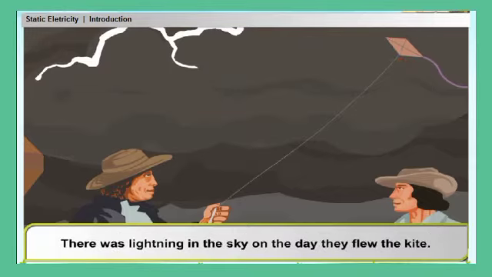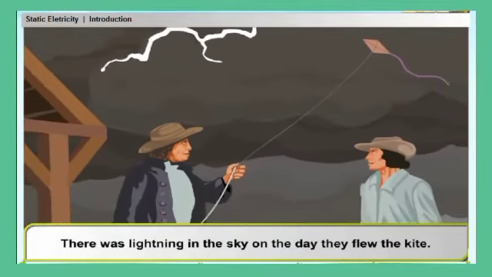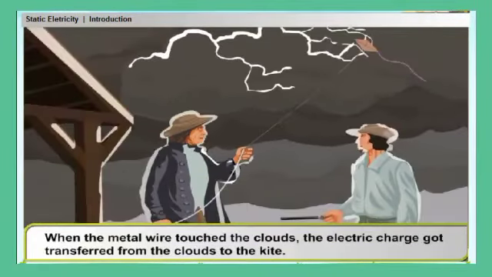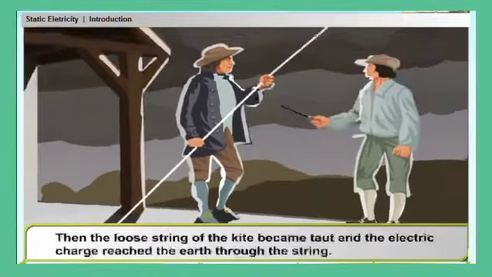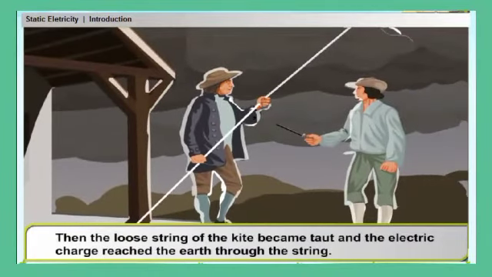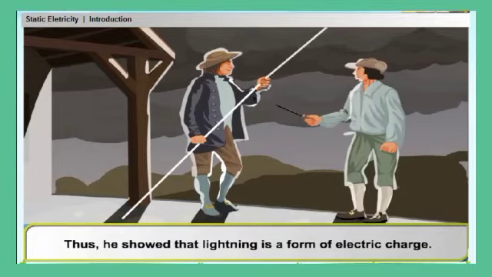There was lightning in the sky on the day they flew the kite. When the metal wire touched the clouds, the electric charge got transferred from the clouds to the kite. When the loose string of the kite became taut and the electric charge reached the earth through the string, a spark was seen where the string touched the earth. Thus, he showed that lightning is a form of electric charge.